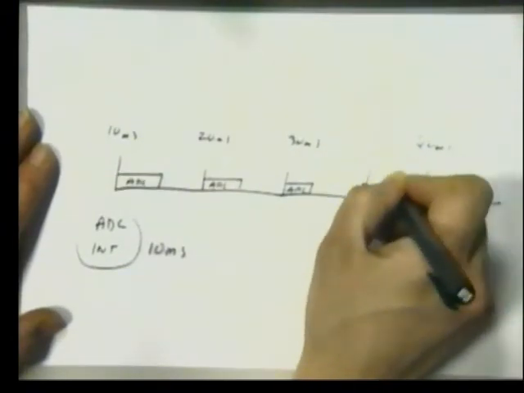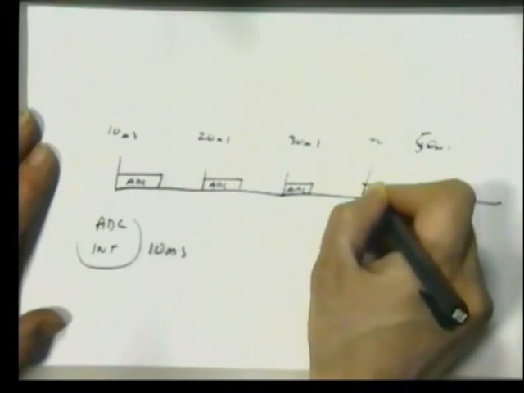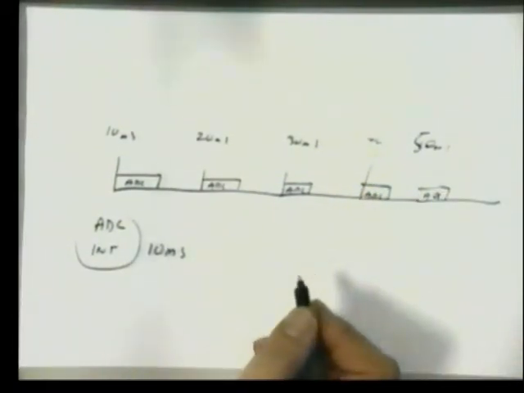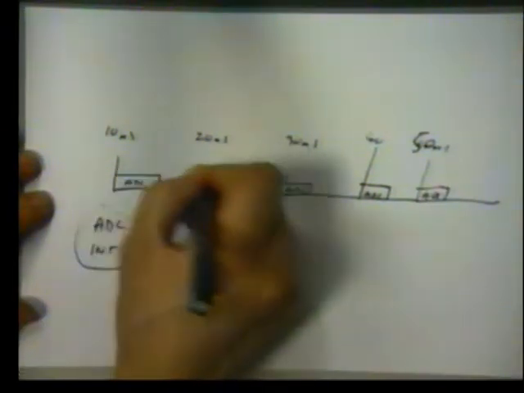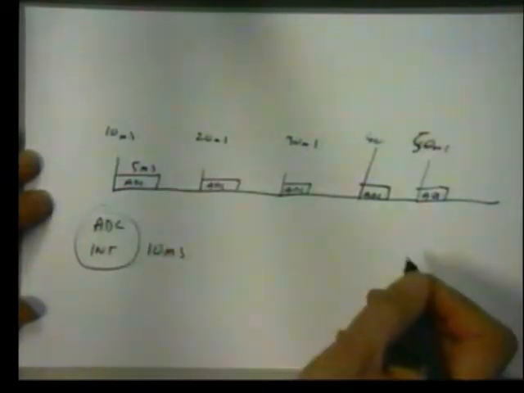Actually, I'll put that one. So that's 40, there's 50 milliseconds. Now, how long is the ADC routine? Well, I'll just take a guess. I don't know how long it is, but let's assume it's 5 milliseconds long. That means half of the time slot is given to the ADC. So let's assume there's our 10 millisecond gap and 5 milliseconds is taken up by the ADC.